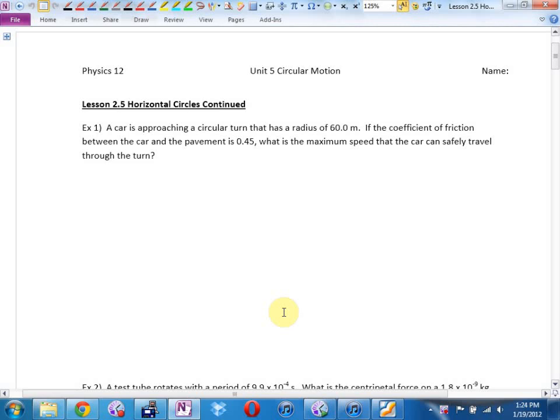Let's draw a little free body diagram. What we're going to do is a front view. Here's the car. We're looking straight at the car as it's coming towards us for a split second as it's going around the corner. What are the forces acting on this car? Get the obvious ones.